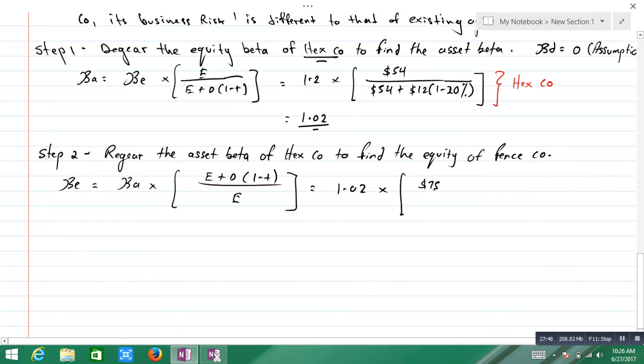Okay, step 3. If you still remember from the previous class, part B in this question is actually a very easy one compared to whatever we had done in the past classes. The exercise that we had done is way more difficult than what we are doing right now. So step 3, cost of equity.